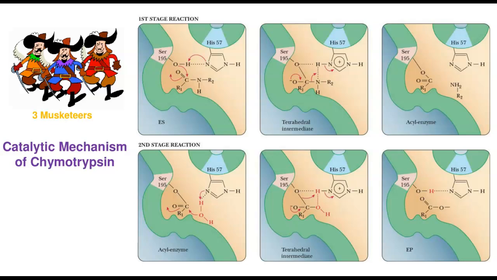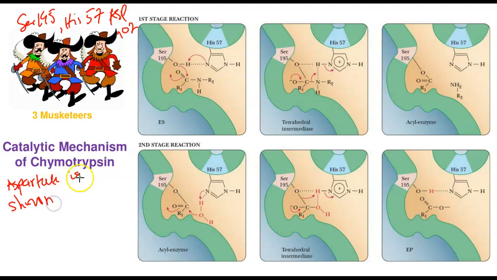Remember, my three musketeers are serine 195, histidine 57, and the last one is going to be aspartate 102. So these are my three musketeers. I'm going to see how they initiate this. Now, for the purpose of convenience and simplicity at the level of this class, the aspartate is not shown. I told you its function is only to stabilize the histidine.